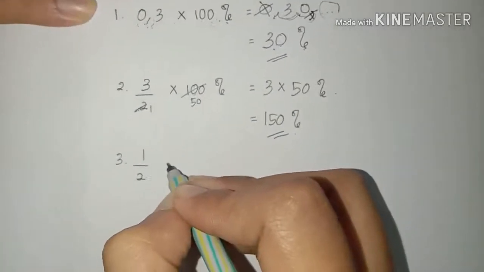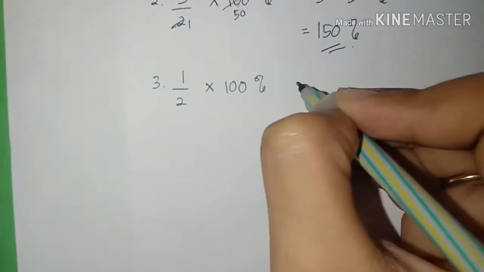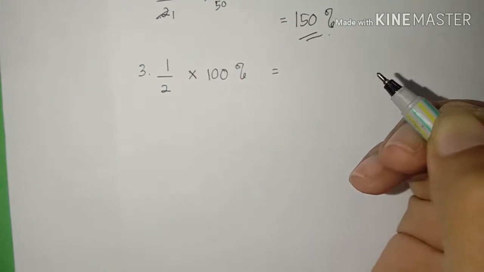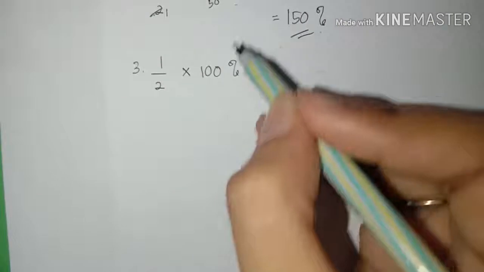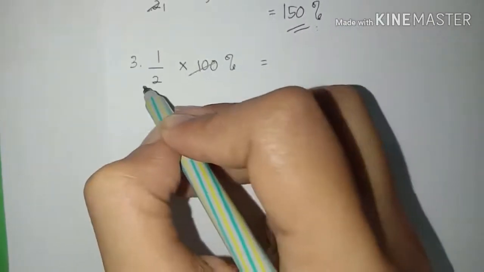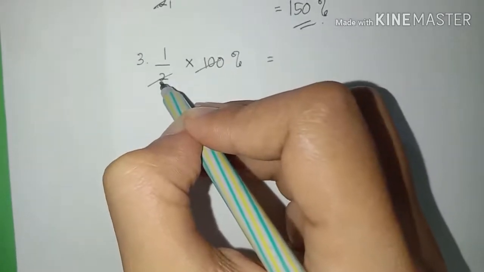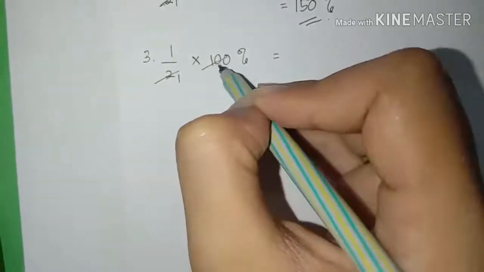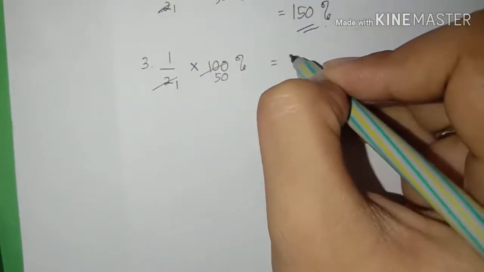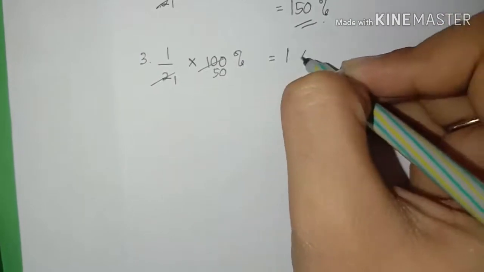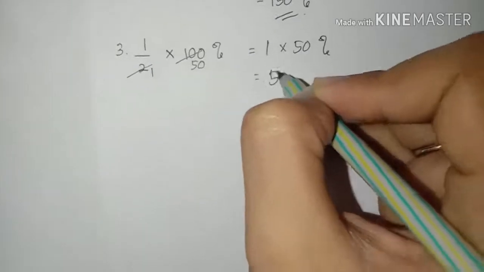Next, the third pattern is 1 of 2. Change it become percent, times 100%. And we can cross the numbers same with the second pattern, because 100 can divide 2 and 2 can divide 2. So the result: 2 divide 2 is 1, 100 divide 2 is 50. So we can write 1 times 50% and the result is 50%.